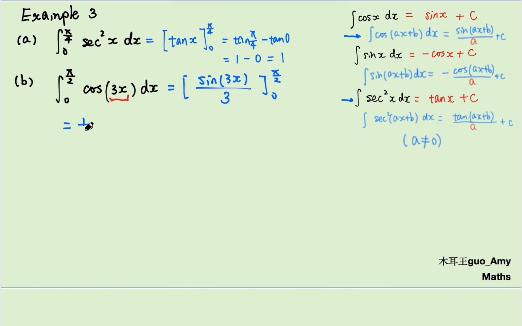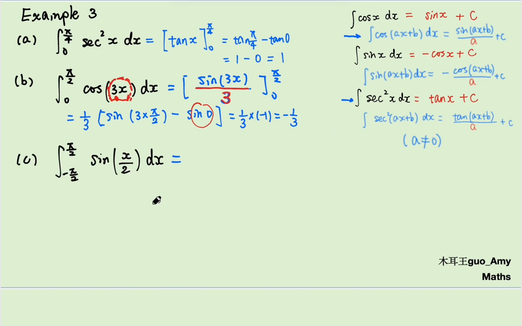Then we are going to substitute the value. For the denominator 3, we are going to convert it to a third as a coefficient. Then we substitute pi over 2 first. We will have 3 times pi over 2. Then minus 3 times 0, it's just 0. Then simplify this one. Sine 3 pi over 2, this value is negative 1. And sine 0 is equal to 0. Therefore, final result is negative a third.